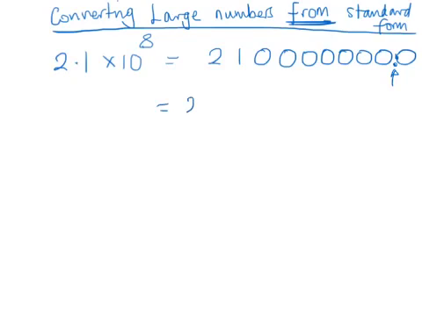So this is 2, 1, 0, 0, 0, 0, 0, 0, 0. Let's just check how many zeros we've got. 1, 2, 3, 4, 5, 6, 7. The one after the decimal point doesn't really count. 1, 2, 3, 4, 5, 6, 7, that's correct. So there we go, we've converted that large number, which is already in standard form, by moving the decimal point 8 times, but we need some zeros in there in order to move the decimal point. So let's do another example.